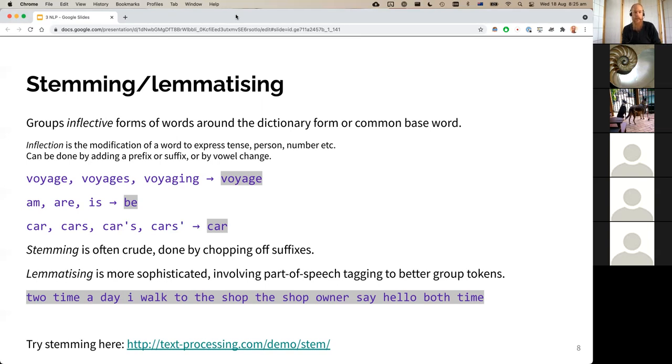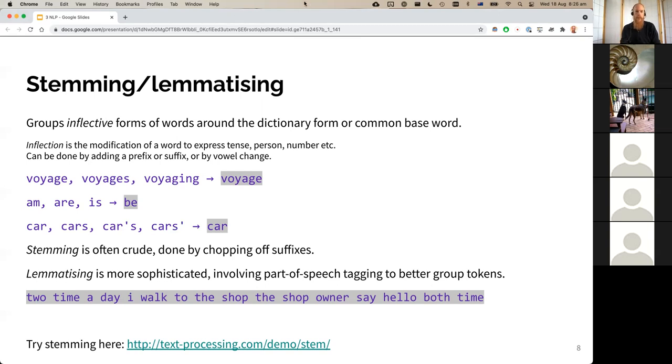So that example sentence from the previous slide: 2 times a day I walk to the shop, and the shop owner says hello both times. When we lemmatize that, times has conformed to time. So 2 times a day I walk to the shop. We'd lose the punctuation. Punctuation's not important in English, but it might be in other languages where it could denote tone, different tonal meaning. The shop owner says hello both times. So again, we've collapsed the plurals into singular forms.